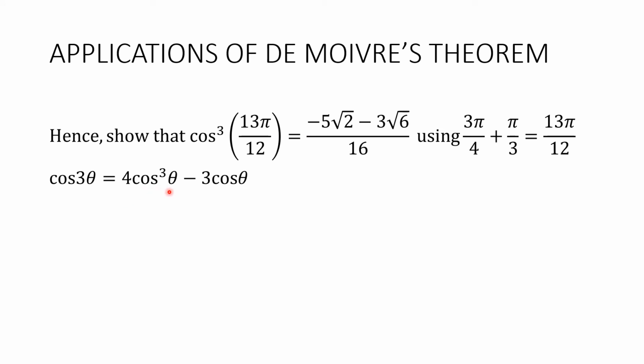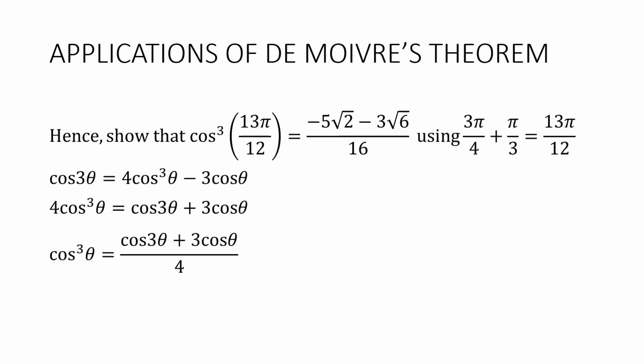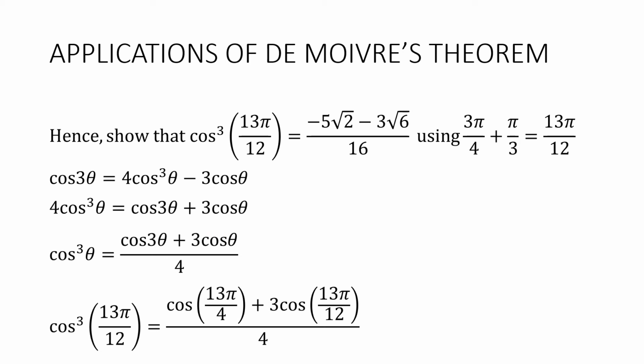So even if I don't know exactly what to do in this situation, I'm going to start by making this the subject of this equation. In other words, 4 cos cubed theta is equal to cos 3 theta plus 3 cos theta. Divide by 4, and we've got that. All right, the next step, instead of theta, I'm going to put 13 pi on 12. I'm going to put it in there, and in there, and in there. It's going to be a bit messy. Okay, 3 multiplied by this is going to cancel into that 12 and leave me with 4. So I've got cos 13 pi on 4 plus 3 cos 13 pi on 12 all over 4.